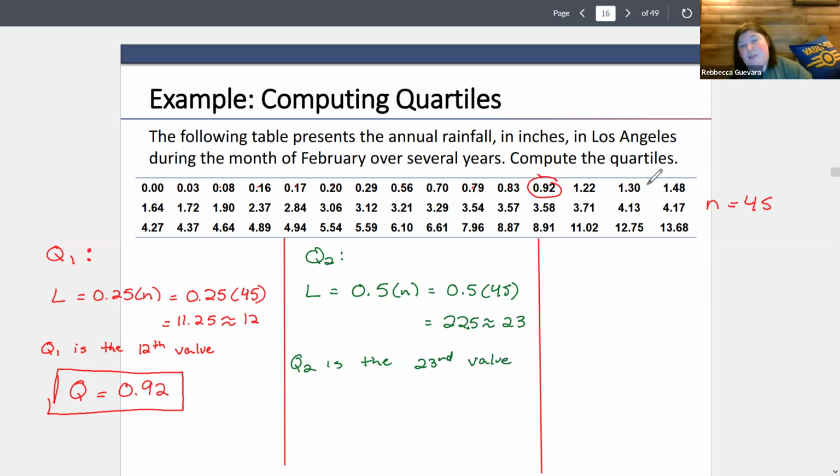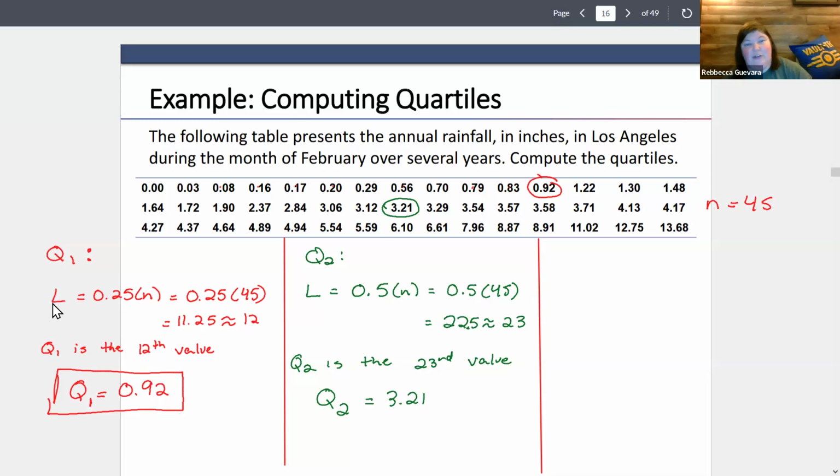If this is ordered from smallest to largest, I just count till I get to 23. Okay, so I know this is 15, 16, 17, 18, 19, 20, 21, 22, 23. So my Q2 is going to be 3.21.